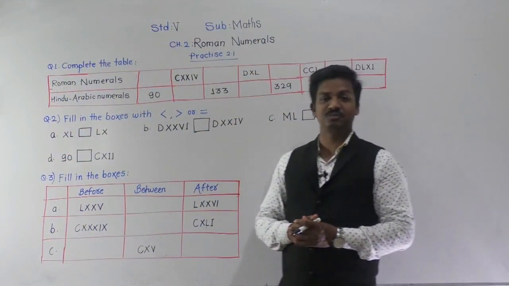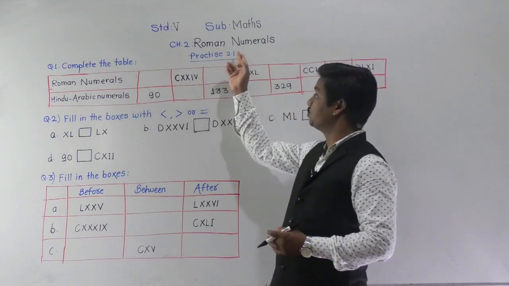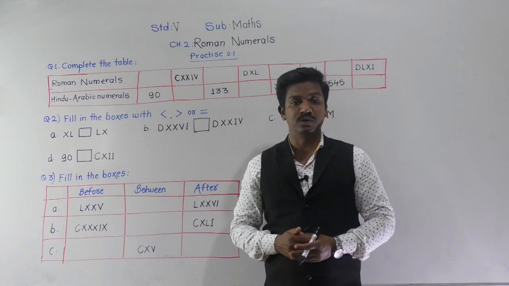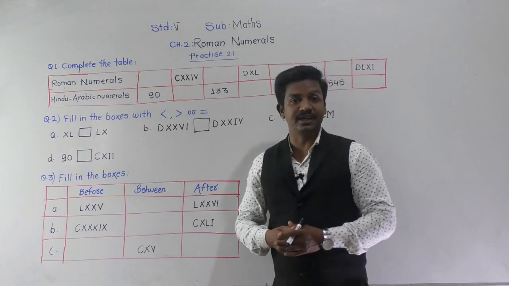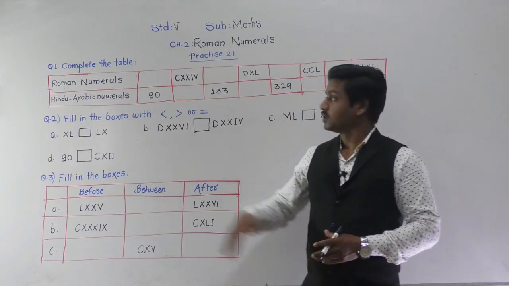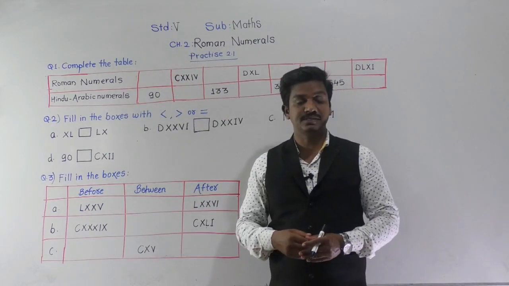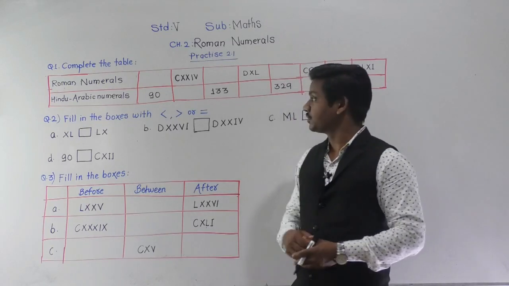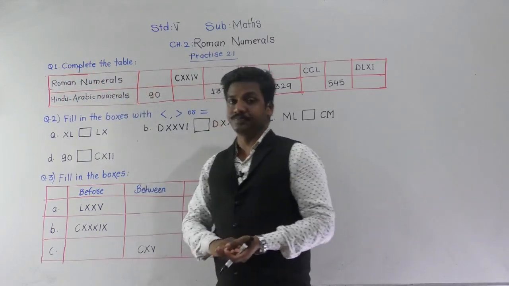Today's video lecture of maths. Today we are going to solve practice 2.1. In yesterday's lecture we have seen the concept of Roman numerals, also we have seen the rules of writing Roman numerals, right? So today we are going to solve the practice or the examples based on the Roman numerals. Understood? So see, first question, question 1, complete the table.